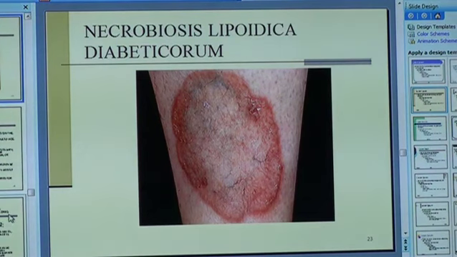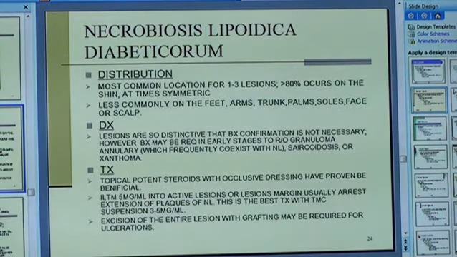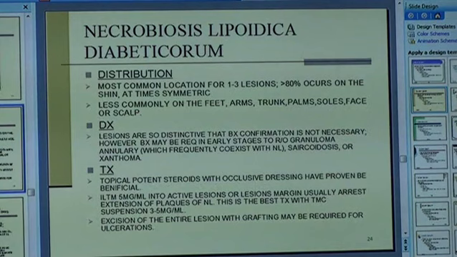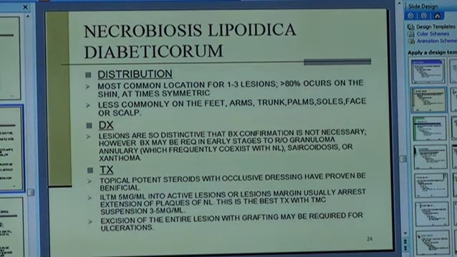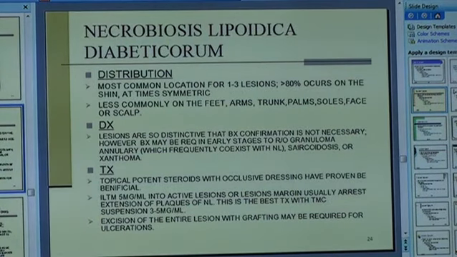Distribution, its most common location for 1 to 3 lesions is, in greater than 80%, on the shin. At times it could be symmetric. Less commonly on the feet, arms, trunk, palms, soles, face, or scalp. Diagnosis: lesions are so distinctive that biopsy confirmation is not necessary. However, biopsy may be required in early stages of the disease to distinguish it from granuloma annulare, which is one of the differentials.